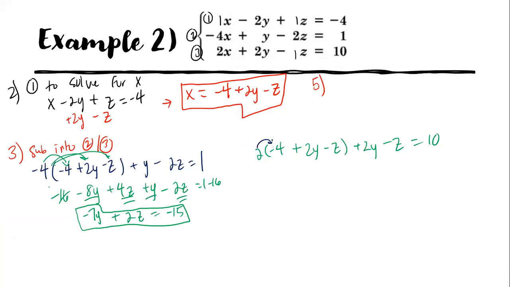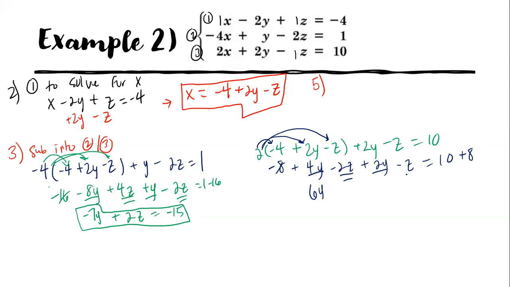I'm going to distribute, distribute, distribute. And it's going to give me -8 plus 4y minus 2z plus 2y minus z equals 10. I'm going to add 8 to the other side so you can join its like term. I'm going to combine 4y and 2y, and that makes 6y. I'm going to combine -2z and -1z, and that makes -3z, which all equals 18.